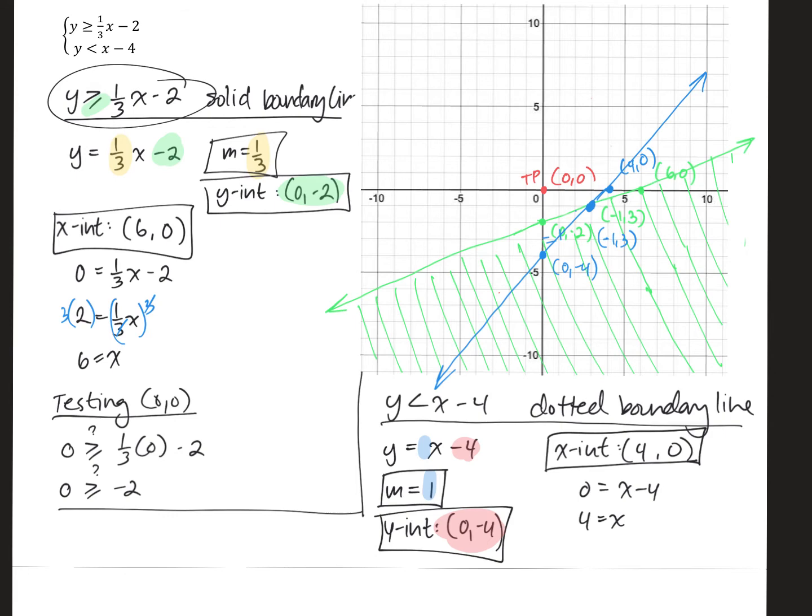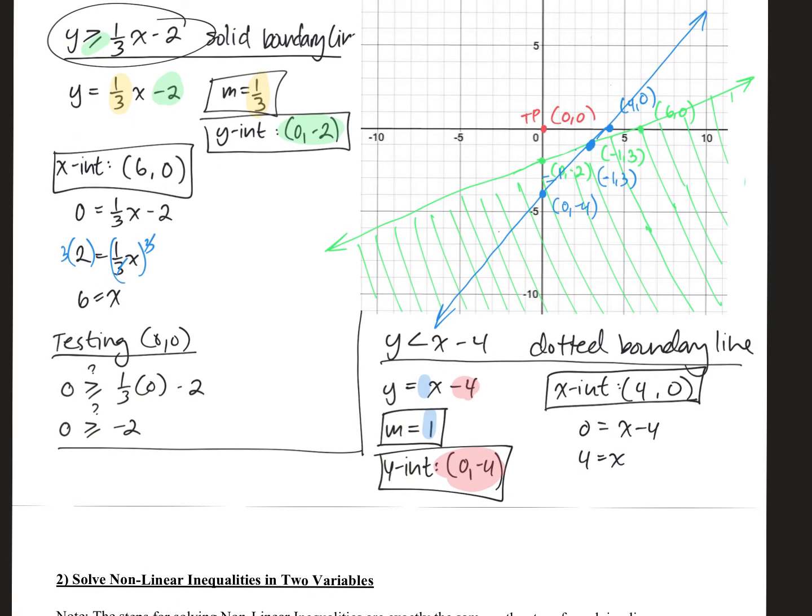This is an inequality. We need to have a test point. Can we reuse the test point of 0, 0? The answer is yeah. We can go ahead and use that. So let's do testing. So testing 0, 0. Notice I've partitioned this so you can tell I'm working with 2 different lines here. So testing 0, 0. Let's see. So we're going to test that over here on that equation.